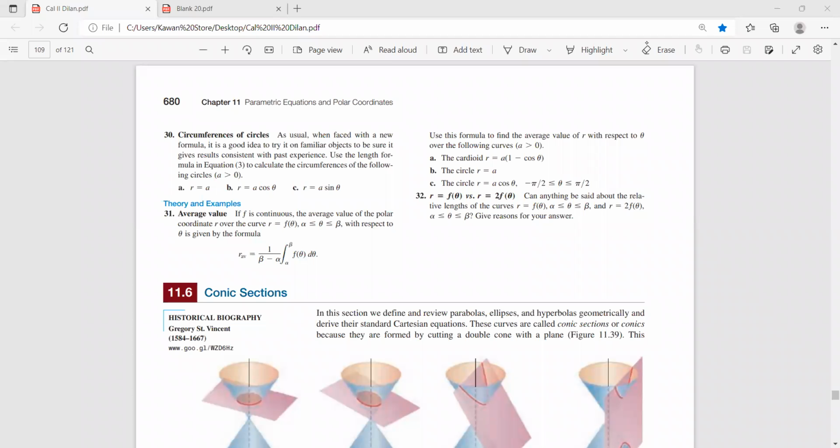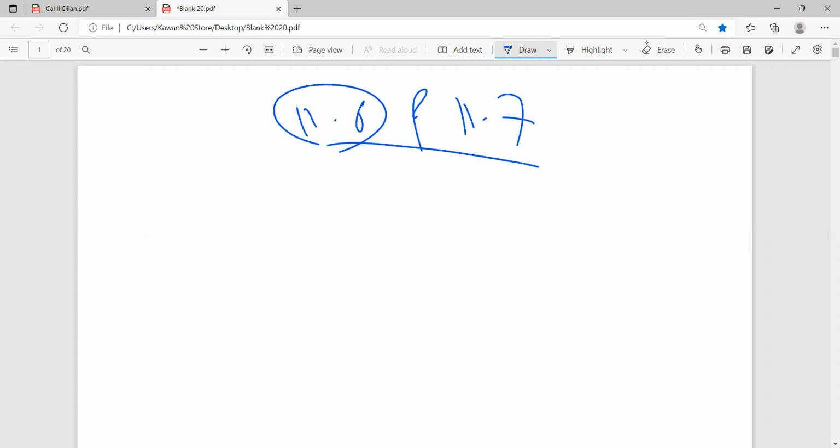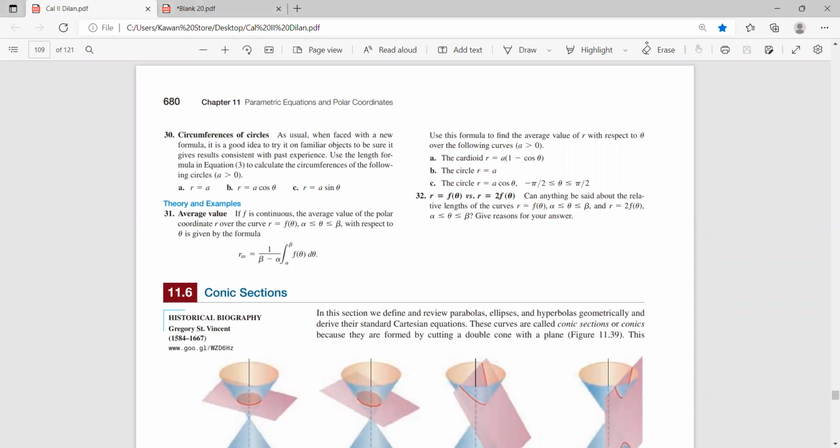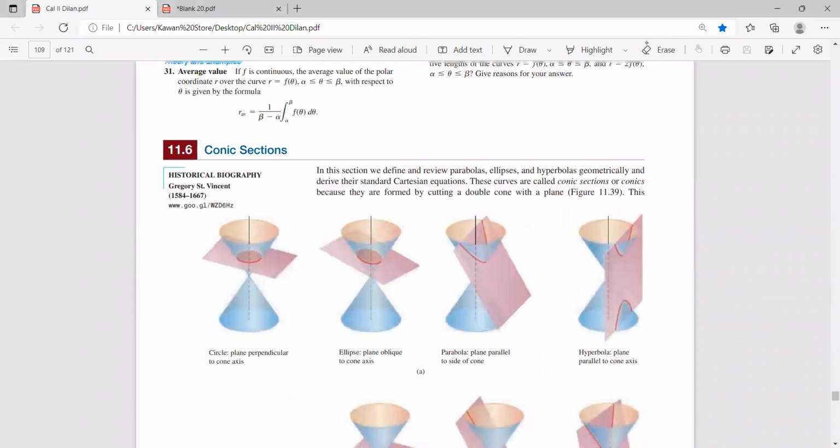Hello again. In chapter 11, we have 11.6 and 11.7. Both are the same. In 11.6, actually, this one is not included for your exam. It is not included because we have conic sections generally, and you saw this one, conic sections, in your high school. I don't know, anywhere.